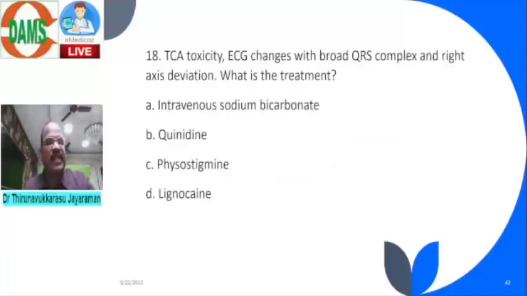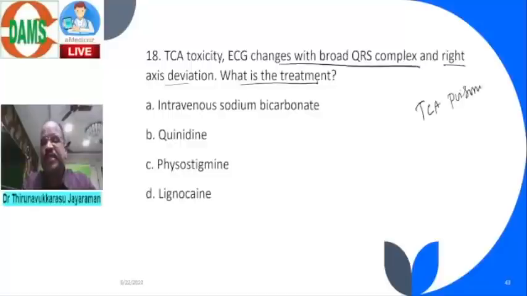Next, TCA toxicity, tricyclic antidepressant toxicity, easy: changes with broad QRS complex and right axis deviation. What is the trait? We discussed this in a regular class, TCA poisoning. A depressed patient has a tendency to commit suicide, and for committing suicide, they may take a drug overdose. TCAs have a narrow therapeutic index.